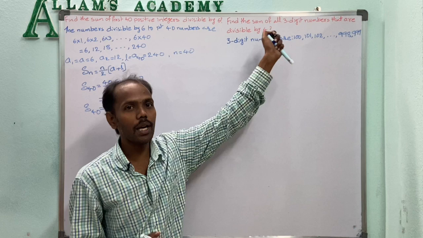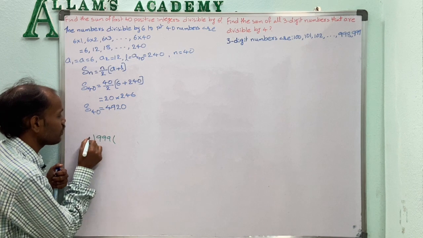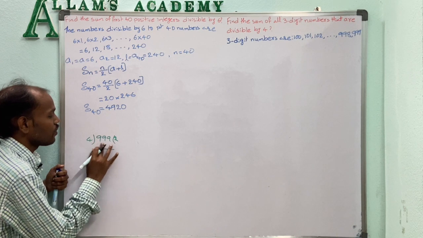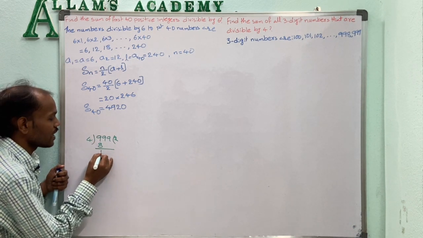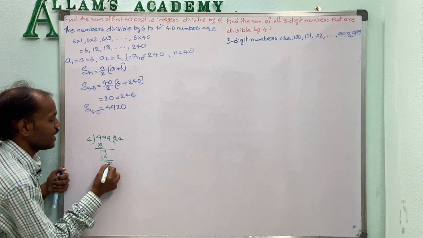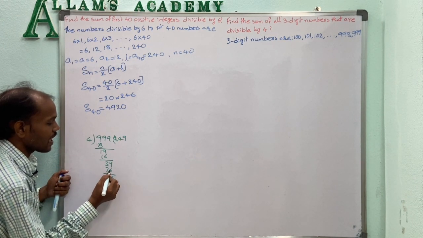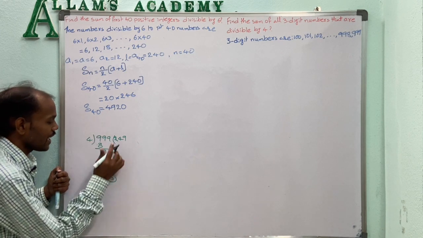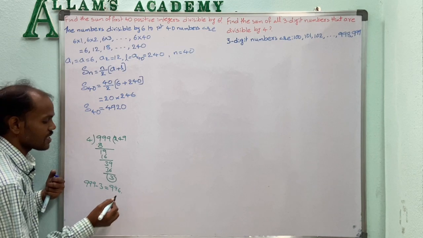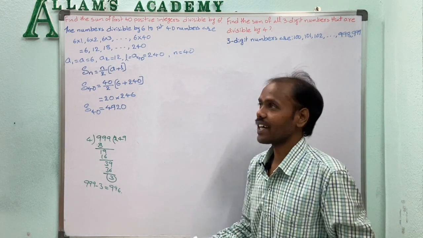So the last number which is divisible, that we observe. So 999 is divided by 4. So 4 ones are 4. 4 twos are 8. 9 minus 8 equals 1. Bring down 9, that is 19. 4 fours are 16. So 3, bring down 9, that is 39. 4 nines are 36. That means the remainder is 3. So now 999 minus 3, we get 996. So the largest 3-digit number divisible by 4 is 996.